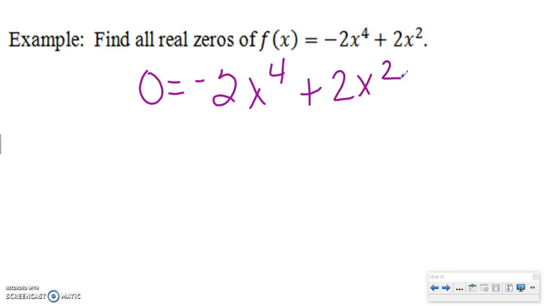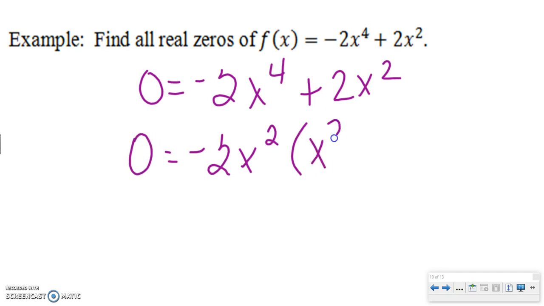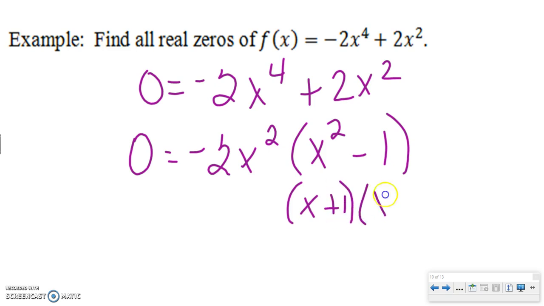So I'm going to factor out a GCF here. I'm going to factor out a negative 2x squared. It doesn't matter if you take out the negative or not right now, but I'm going to take out the negative, and I'm left with x squared minus 1. When I do that, that actually helps me out because I'm able to see that this is a difference of two squares. So it's x minus 1, x plus 1, with that negative 2x squared out front.